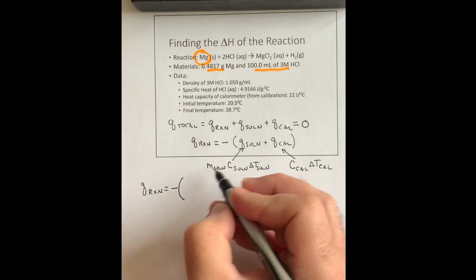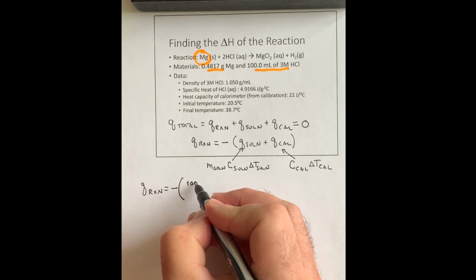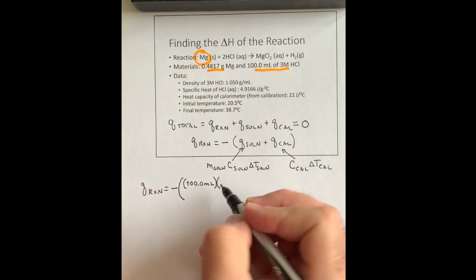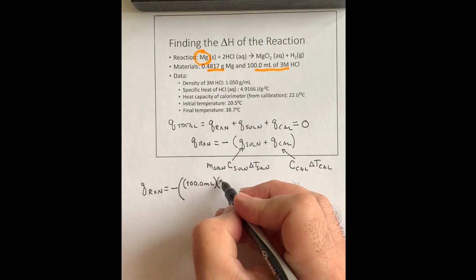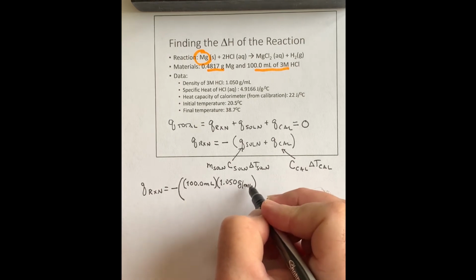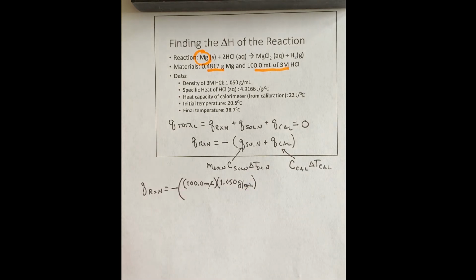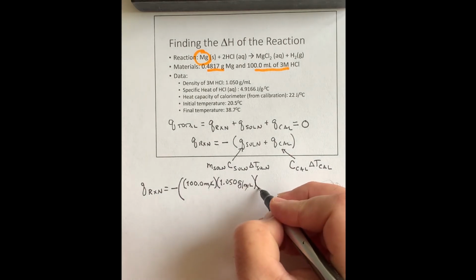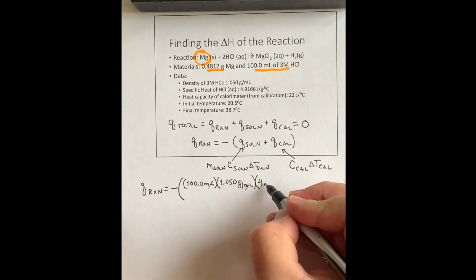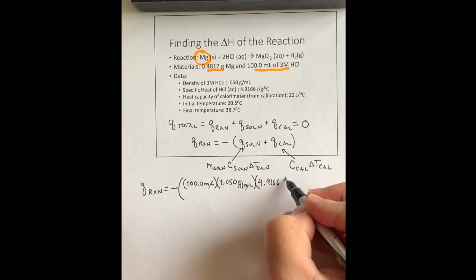So that'll be minus. Now we're going to put a bunch of things inside parentheses. We have the volume of solution, which is 100 milliliters. And then we have the density of the solution, which is 1.050 grams per milliliter, and that will cancel out the milliliters. Notice that this is not water like we used in the calibration of the calorimeter. This solution has a different density. The specific heat of the solution, we said, is 4.9166 joules per gram per degree Celsius.